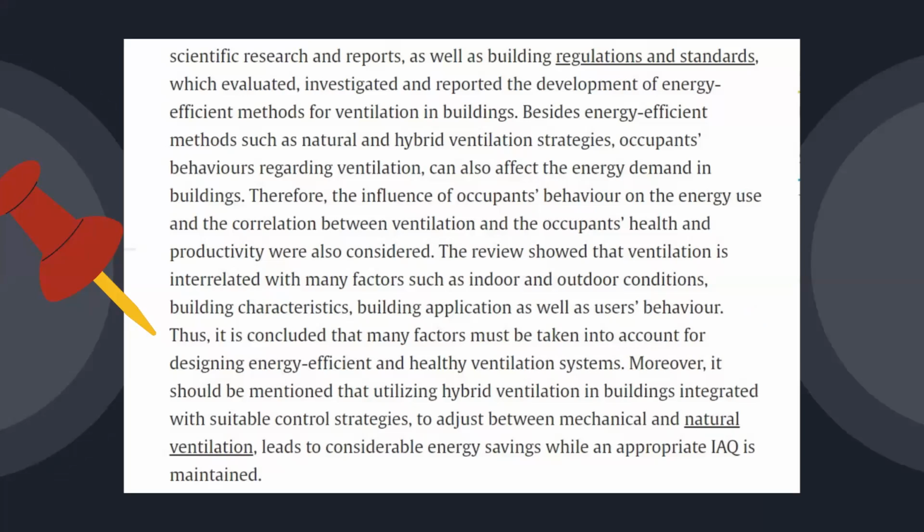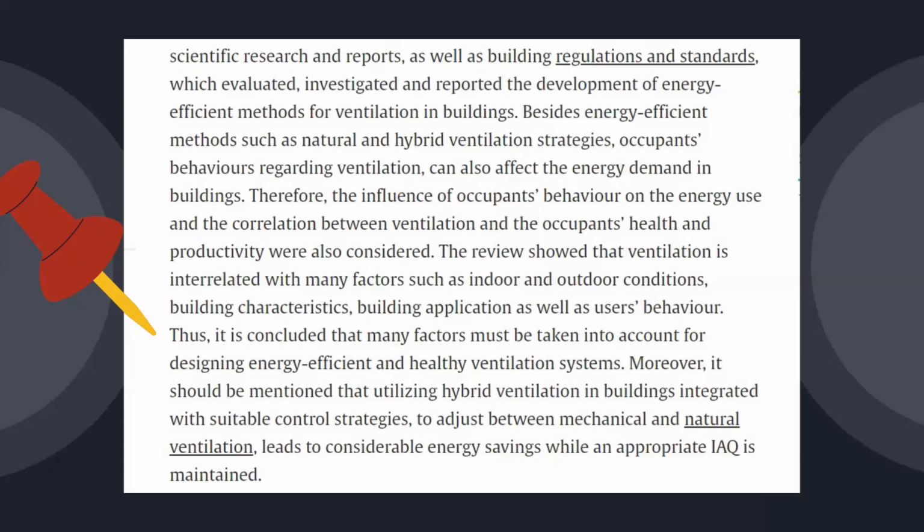Besides energy efficient methods such as natural and hybrid ventilation strategies, occupants' behavior regarding ventilation can also affect the energy demand in buildings. Therefore, the influence of occupants' behavior on the energy use and the correlation between ventilation and the occupants' health and productivity were also considered.